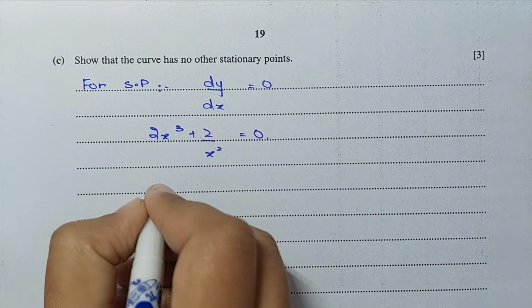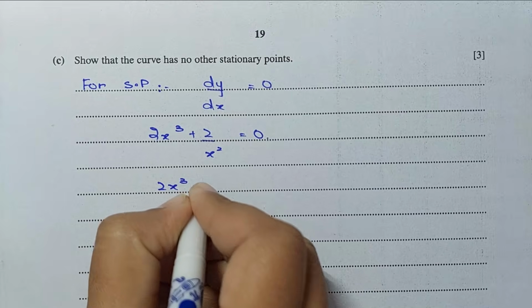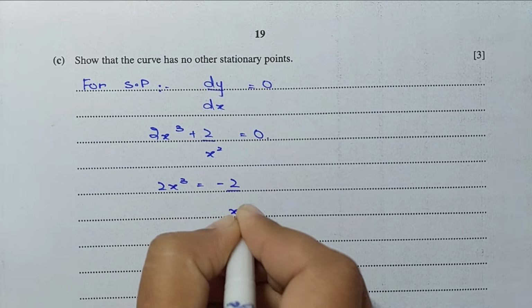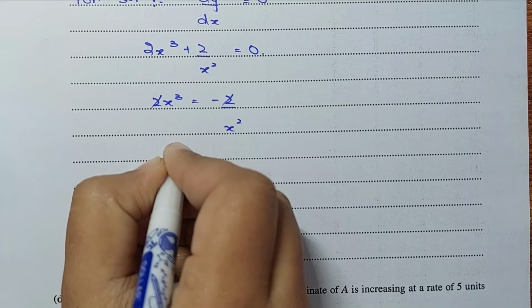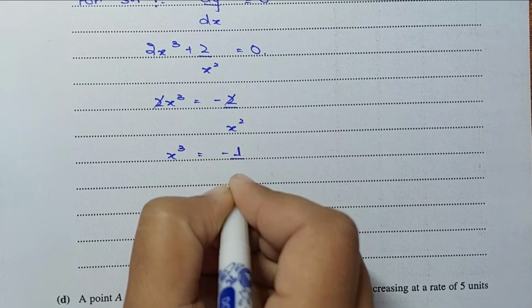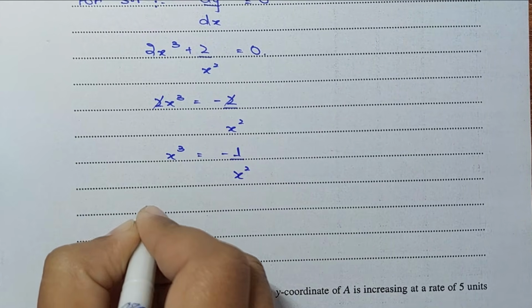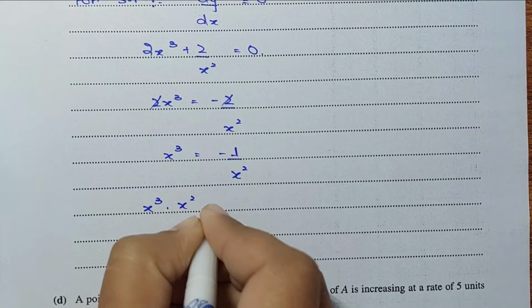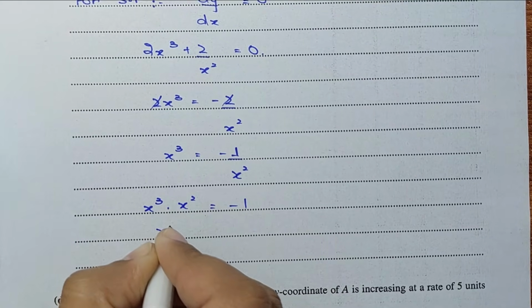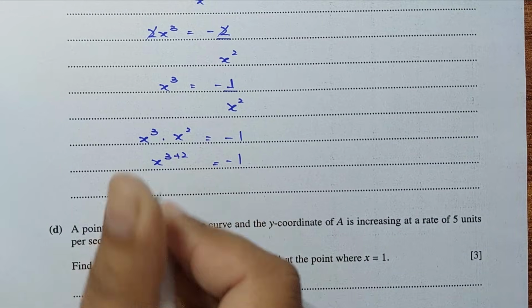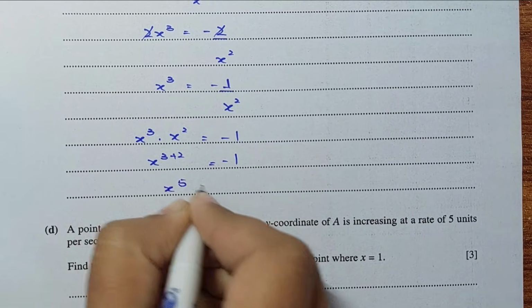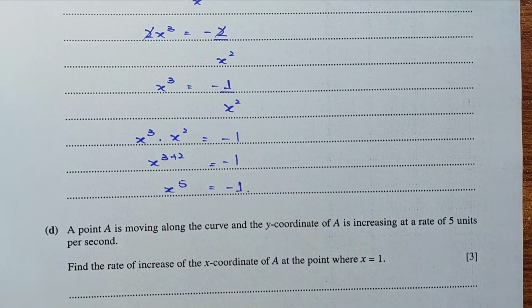Simplify: 2x cubed would be equal to minus 2 over x squared. This 2 and this 2 cancel out, right? x cubed equals minus 1 over x squared. Shift this to the other side: x cubed times x squared equals -1, or x to the power 3 plus 2. Bases are the same, so we add the powers. This is x to the power 5 equal to -1, right?